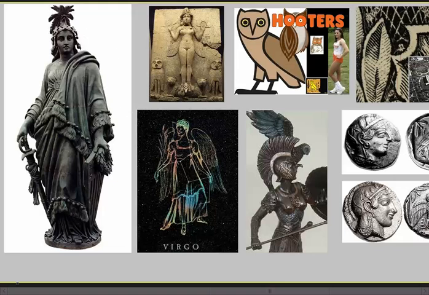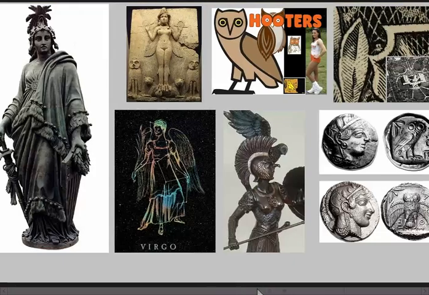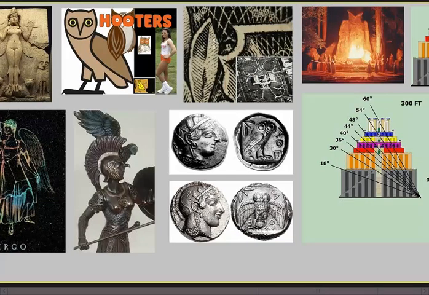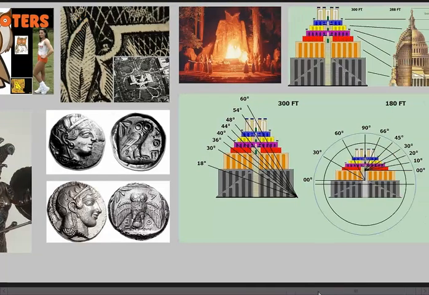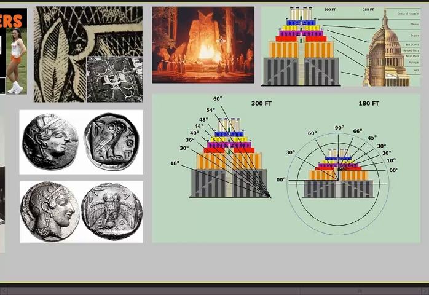The owl, again, goes back to Ishtar. It's a female deity. The owls go along with that. That is a falcon. Here you have the owl for the Hooters girls. Here's the owl on the dollar bill. Here's the owl around the Capitol building. Here's the owl on the coins of Athens, the tetradrachma and the decadrachma. And of course here is the owl at Bohemian Grove.